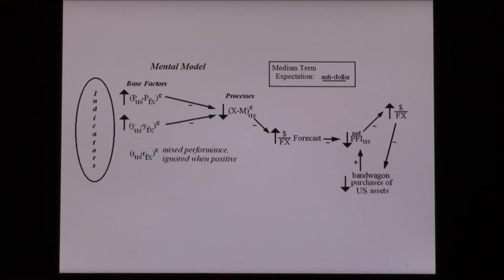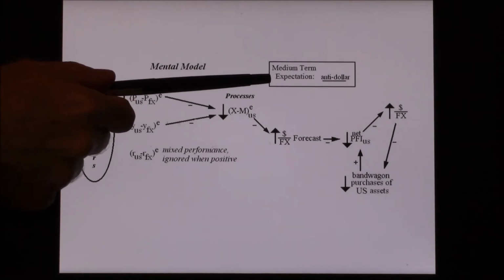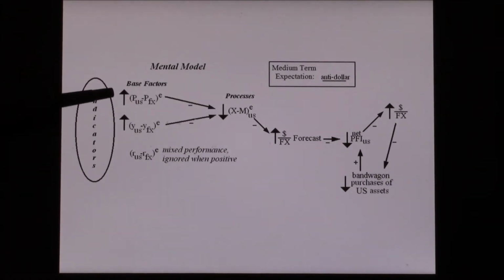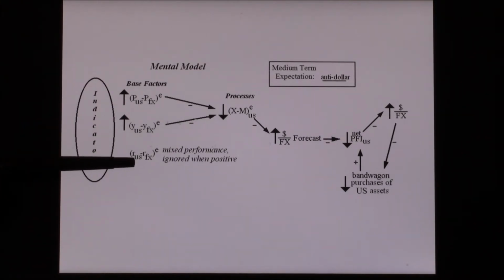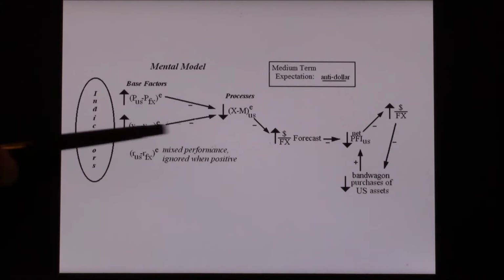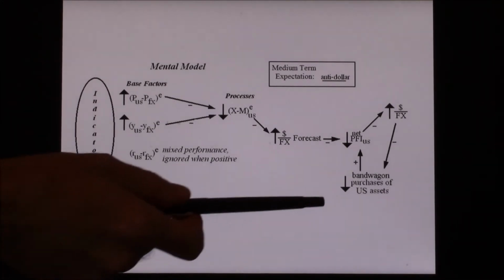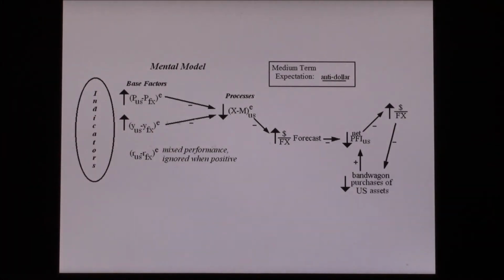And so for this 1970s period, there's an anti-dollar medium-term bias. Higher inflation in the U.S. than in Germany. Higher U.S. growth. But that was interpreted along this negative line. Interest rates were mixed, but whenever the U.S. interest rate was higher, which would have driven the dollar up, it was ignored. And then at the end of this period, actually, the U.S. economy was very clearly recovering, but that was ignored. We continued to have these sort of bandwagon purchases, bandwagon not purchases of U.S.